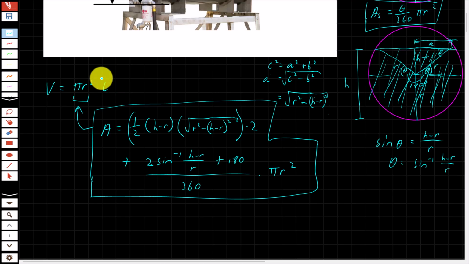We now need to just multiply this whole formula here by L, and that will give us the total volume of this tank. So volume of the tank equals A times L. We can also see we can simplify this formula a little bit more. We have a 2 here. This 2 cancels out with this 2 here. So we're simply left with h take r all multiplied by this square root here in brackets. Then plus this part here.